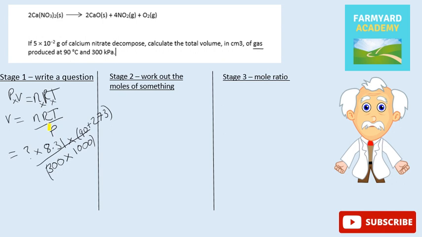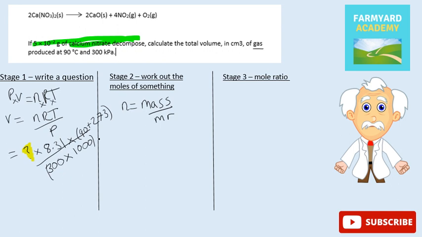Again, if we highlight though, all these questions are very, very similar. Once you've broken it down, we've always got to work out, at some point, the moles. So that's why stage 2 is to work out the moles of something that's given in the question. If we go back to the question, we can highlight that they've given us information about the mass of calcium nitrate. Because they've done that, we can therefore use our mole formula for a solid, which is n equals mass divided by Mr.